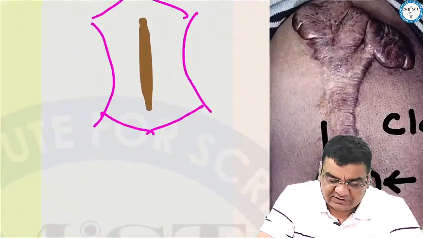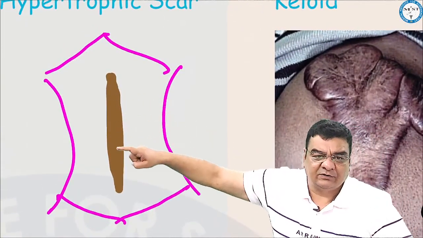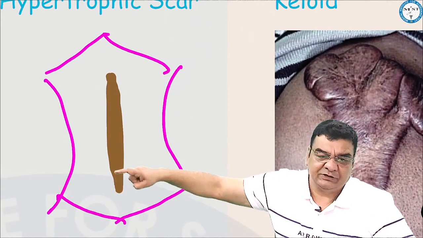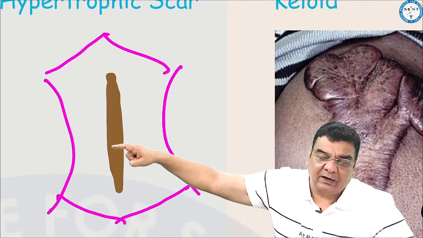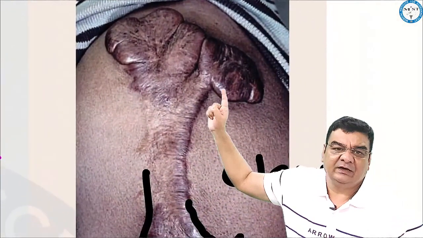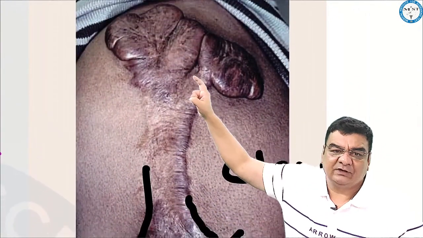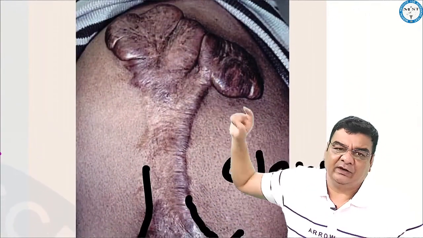This hypertrophic scar can resolve spontaneously without any intervention. मतलब hypertrophic scar अपने आप ठीक हो सकते हैं. But keloids do not resolve spontaneously. They require some or the other intervention and then we can treat them.